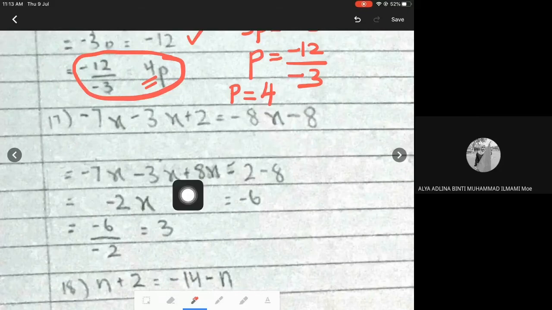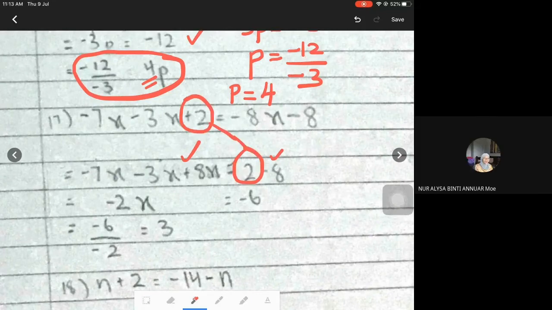Okay, ni betul. And then belah sini memang asalnya ada minus 8. So minus 8 ni betul lah. Ini betul, minus 8. Tapi yang salahnya apa? Sepatutnya apa? Negative 2. Sepatutnya negative 2 minus 8.